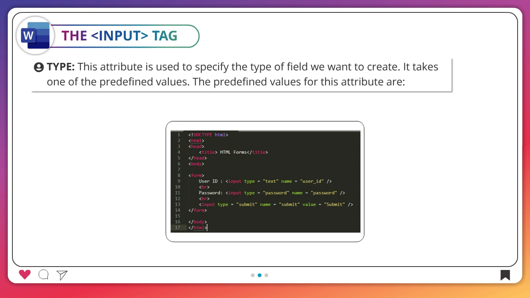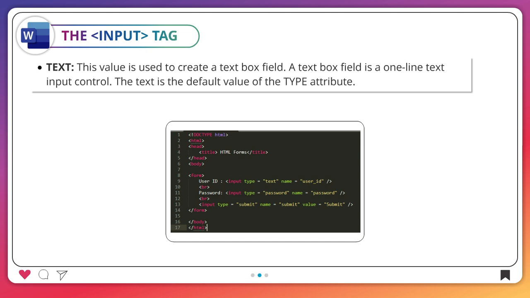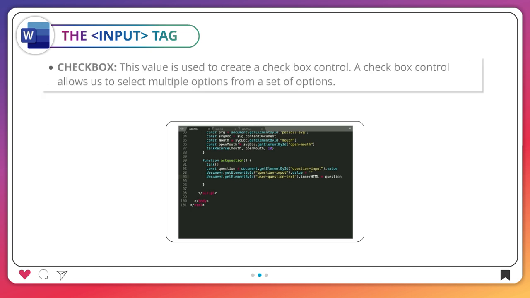The predefined values for this attribute are text. This value is used to create a text box field. A text box field is a one-line text input control. The text is the default value of the type attribute. Radio. This value is used to create a radio button control. A radio button control is used to select only one option from a set of options.